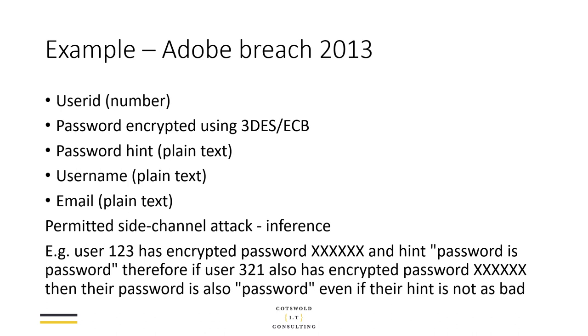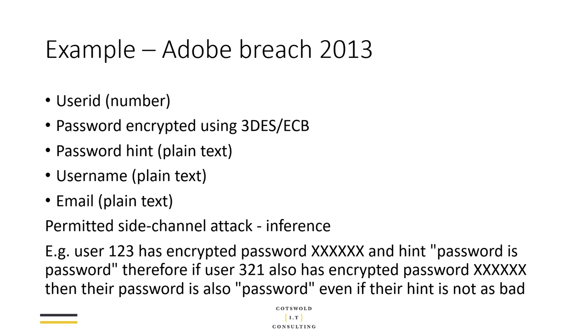And so the vulnerability here wasn't the need to obtain the encryption key, because that wasn't needed in this case. The vulnerability was effectively an inference from the data that was stolen. So for an example, these are obviously made up at the bottom, but let's say we find the data for user 123 and we see that their encrypted password is XXXXXX. Right, that doesn't give us any information directly, but because the hint is recorded in a database table in plain text, they've told me that password is password. In other words, I now know what user 123's password is.